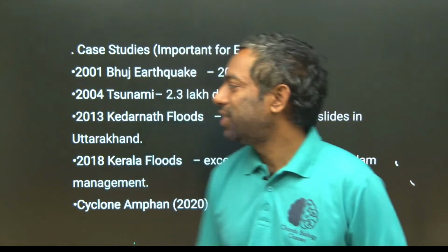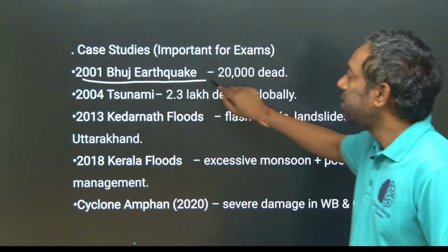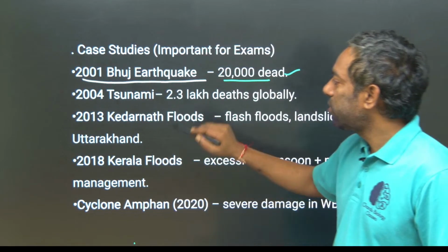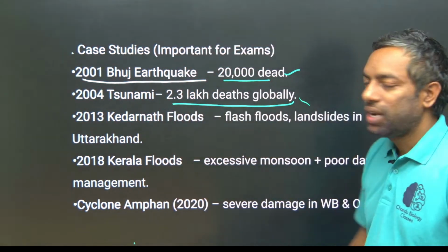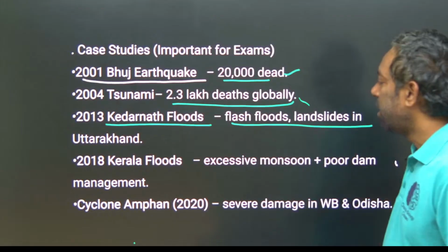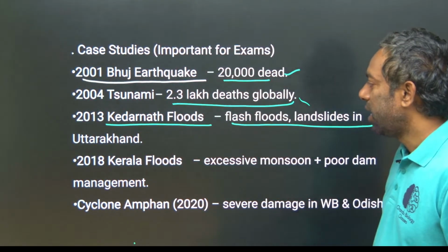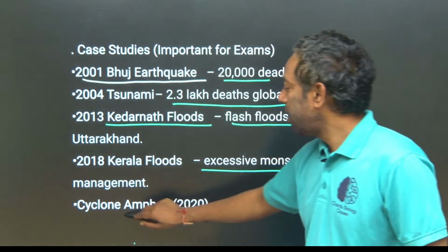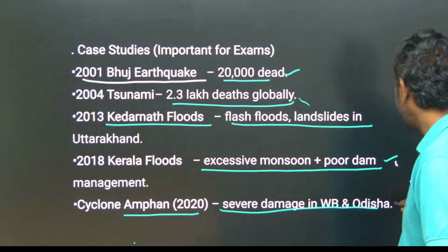Case studies. They can ask you about earthquakes and the damage they did previously. In 2001 there was the Bhuj earthquake, 20,000 people died. The 2004 tsunami killed 2 lakh people globally. The 2013 Kedarnath floods, actually landslides and floods, in Uttarakhand. Kerala floods 2008, and Cyclone Amphan 2020, which severely damaged West Bengal and Odisha.